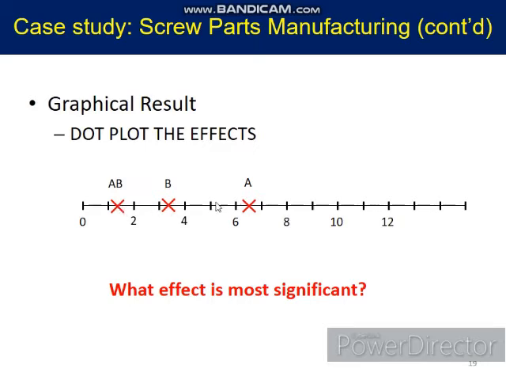As you put it in this graphical form, we call it a dot plot of effects. Then you can tell immediately which factor is the most significant, the second most significant, and the least significant. For this particular case, A is the most significant factor, followed by B, and followed by the interaction of A and B.